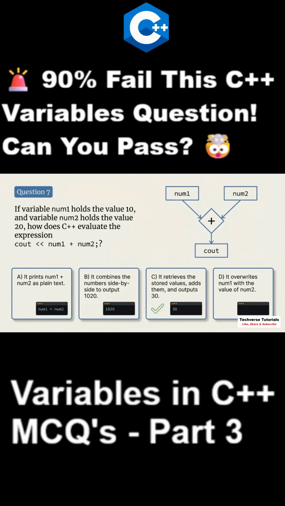Question 7. If variable num1 holds the value 10 and variable num2 holds the value 20, how does C++ evaluate the expression cout num1 plus num2? A. It prints num1 plus num2 as plain text. B. It combines the numbers side by side to output 1020. C. It retrieves the stored values, adds them, and outputs 30. D. It overwrites num1 with the value of num2.